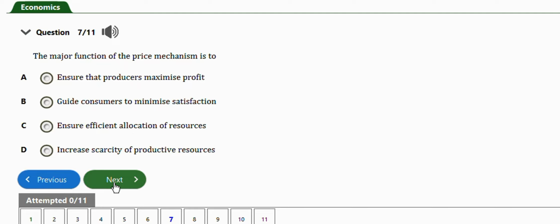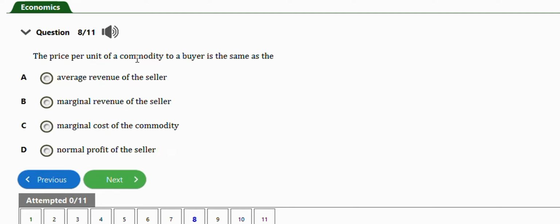Next question. It says the price per unit of a commodity to the buyer is the same as the average revenue of the seller, marginal revenue of the seller, marginal cost of the commodity, or normal profit to the seller. So the right answer is option A, which is the same as average revenue of the seller.